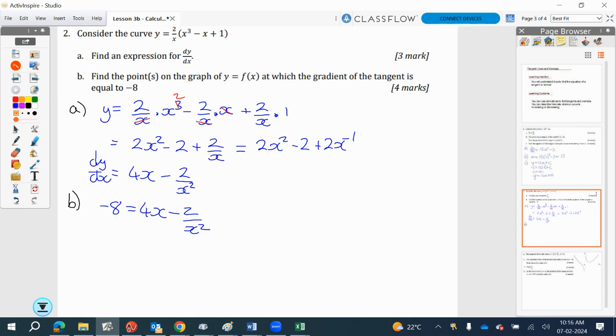What we typically would like you to do is to rearrange this into a form we can solve. So we can rearrange this by moving the 8 across like this.